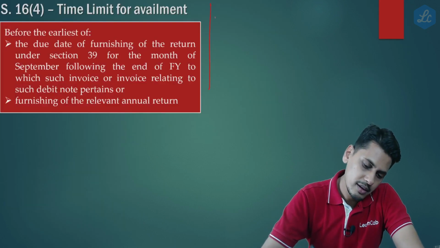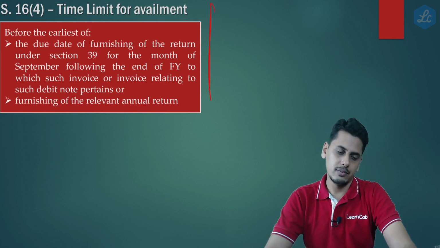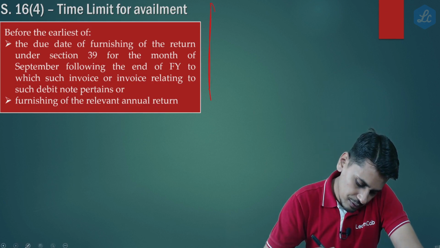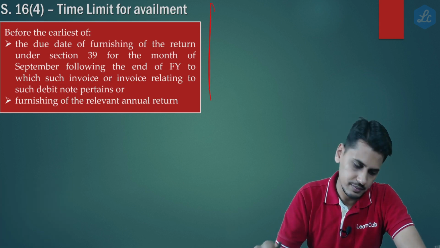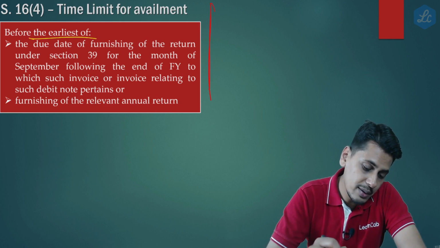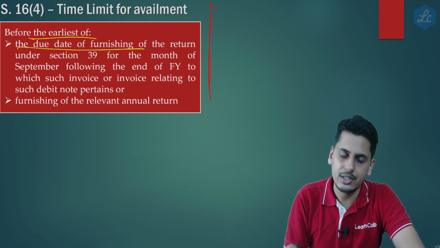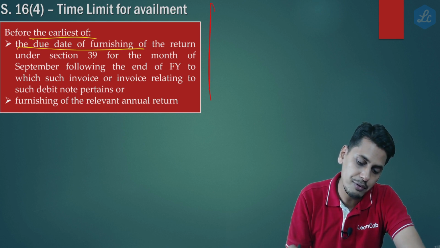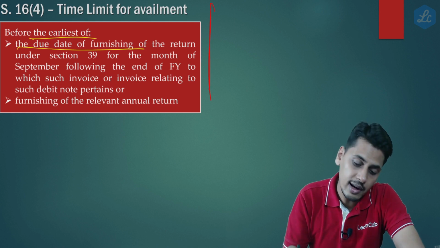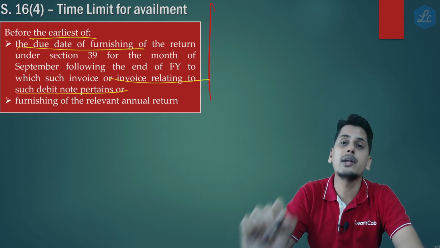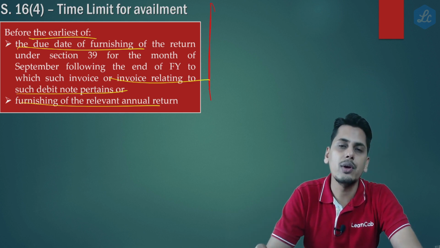The next one, the amendment in time limit for availment of input tax credit. Now friends, what is the time limit for availment of input tax credit? The scenario prior to amendment. It should be availed before the earlier of the due date of furnishing of the return under section 39 for the month of September following the end of the financial year to which such invoice or invoice relating to such debit note pertains, or furnishing of the relevant annual return.